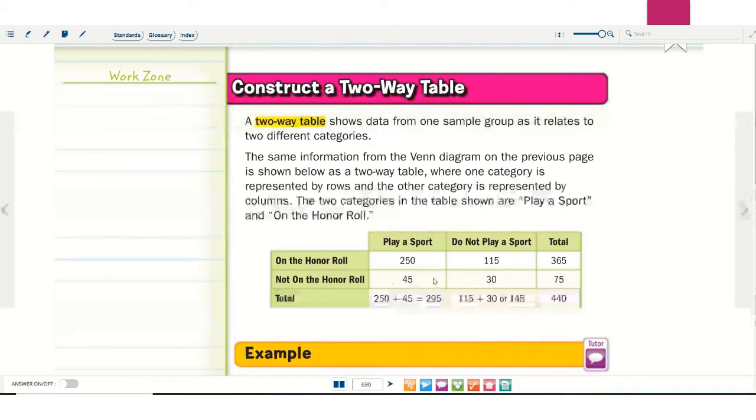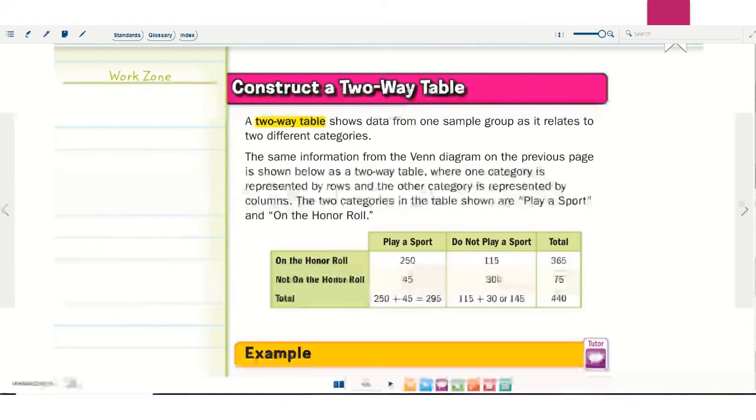Moving down to the second row, when I look at the number 45, that means I have 45 students who are not on the honor roll but do play a sport. And then the number 30 would represent those students that are not on the honor roll and do not play a sport. So if I'm a student that's not on the honor roll and I do not play a sport, I would fall into this category right here. And then you can see down here they've added those totals up to get your totals.